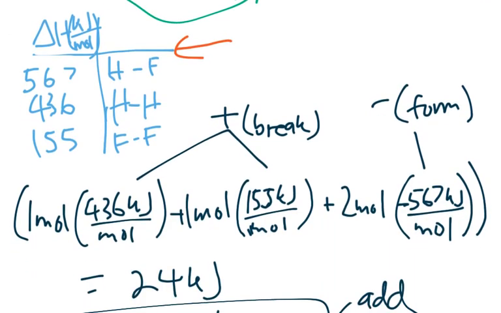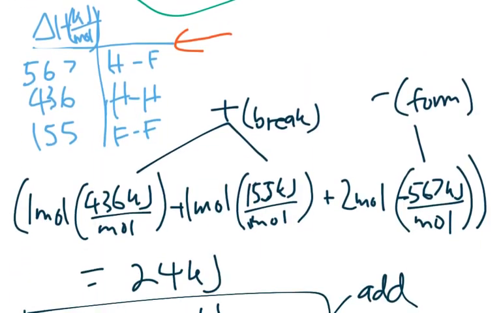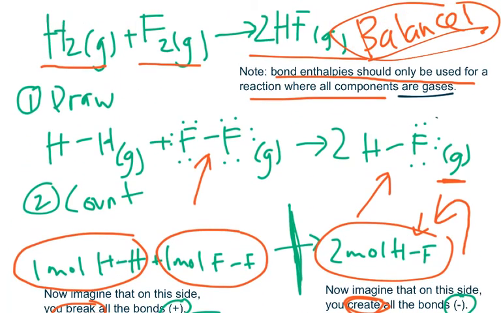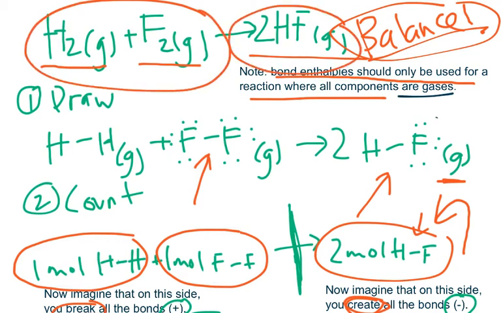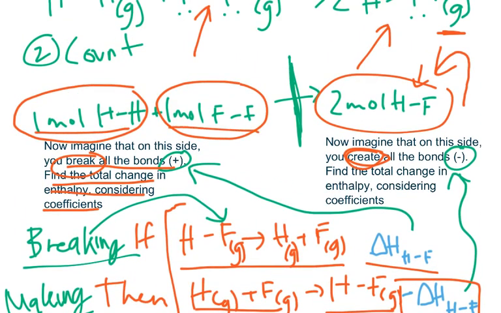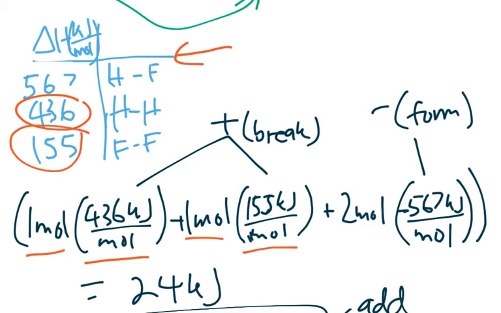And in order to do the math for the overall change in enthalpy for the system, we have to consider the amount of energy it took to break these bonds and the amount of energy that we got back from creating these bonds. So we broke 1 mole of H-H and 1 mole of F-F. So 1 mole of H-H is shown over there, 1 mole of F-F is shown over here, and notice how we're multiplying by 1 mole.